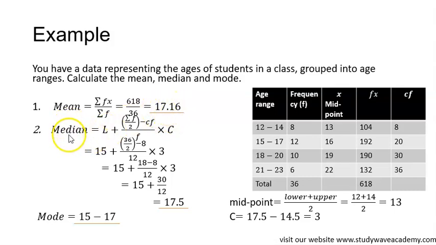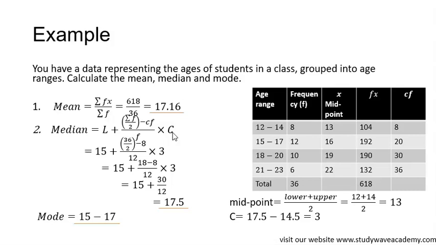Now to get the median, you remember our formula: L plus the bracket of the sum of f over 2, close bracket, minus CF, over F, times C. L here represents the lower class, the lower boundary of the median. Then the sum of frequency over 2 minus CF, where CF is the cumulative frequency, over F, which is the frequency, times C. C represents the class size or class width, okay? Do you understand?